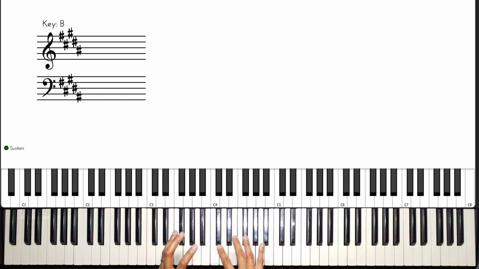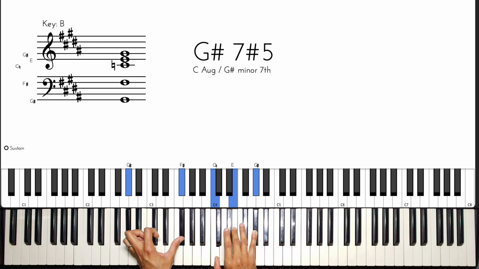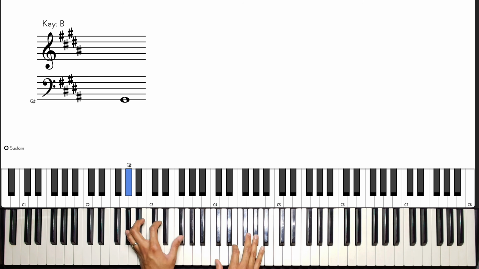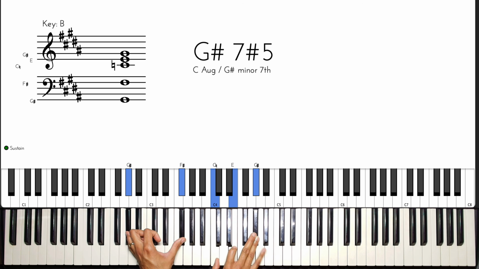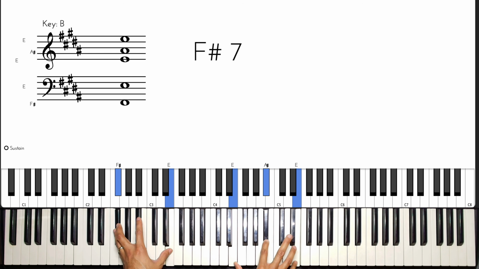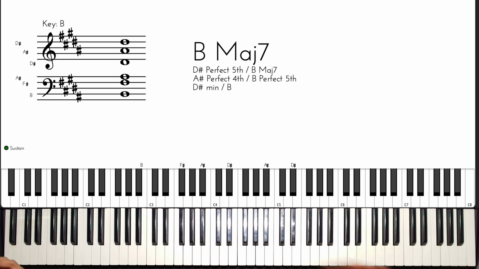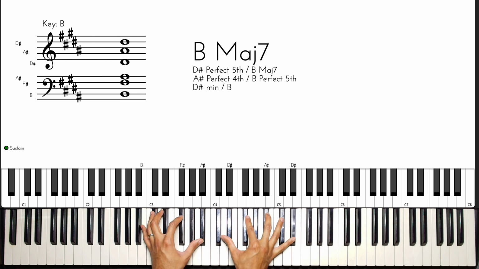So if we let the melody now drive the voicings we have, this is the 6 chord that we play, right? G sharp 7 sharp 5. Then the 2 chord is the C sharp minor 7. Melody is up here. Melody stays up here when we play the 5, which is an F sharp 7, and then we land on the 1, which I'm voicing as a major 7 type of sound.